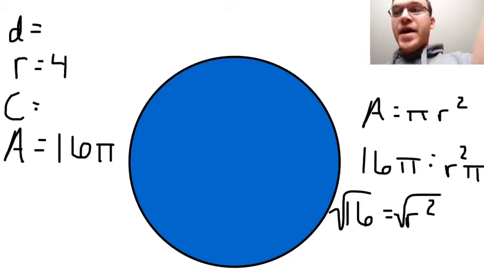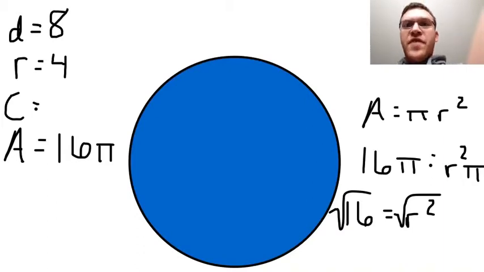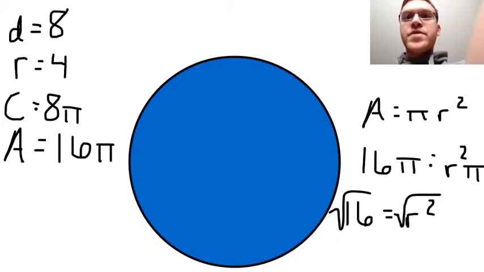And from that I can find the diameter, right? The diameter would be double that, which would be 8. And then circumference is pi times the diameter, so it would be 8 pi for the circumference.